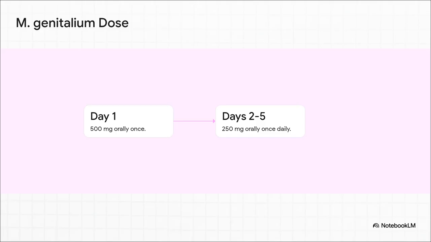So let's run through a quick case. You've got an adult patient, uncomplicated Mycoplasma genitalium, no known resistance. The regimen for azithromycin isn't just, take this for a few days. It's a very specific front-loaded strategy. You hit them with a 500 milligram loading dose on day 1, and then you follow it up with 250 milligrams a day for the next 4 days. That pharmacokinetic profile is absolutely crucial for efficacy.